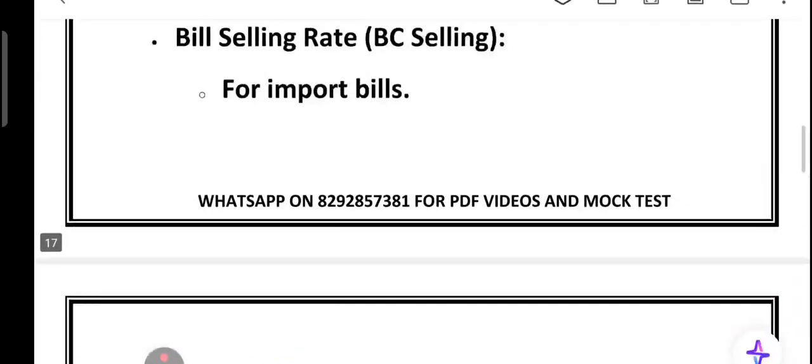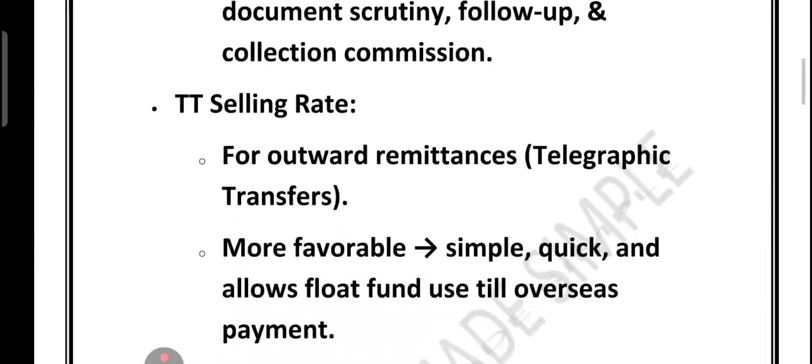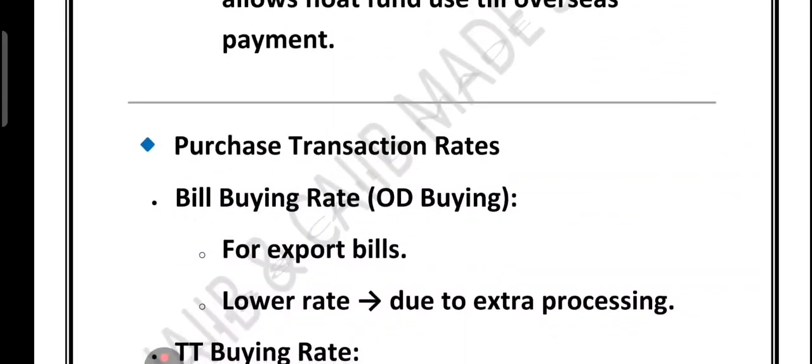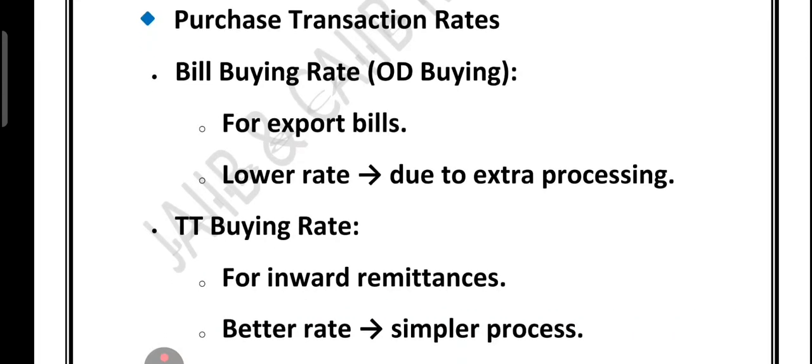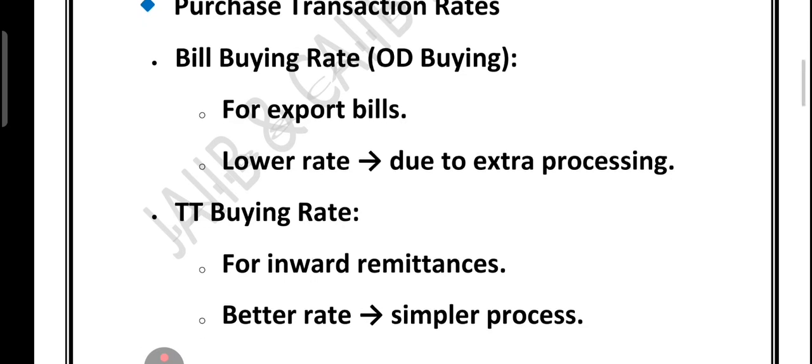Now, what is the influence of the interest rate? Let's talk about it. The influence of the interest rate on the forex forward, I will talk about it. Before that, let's look at some purchase transaction rates. We have something called the bill buying rate. The bill buying rate is used for export bills, and you know it very well that this rate is lower because of the extra processing.